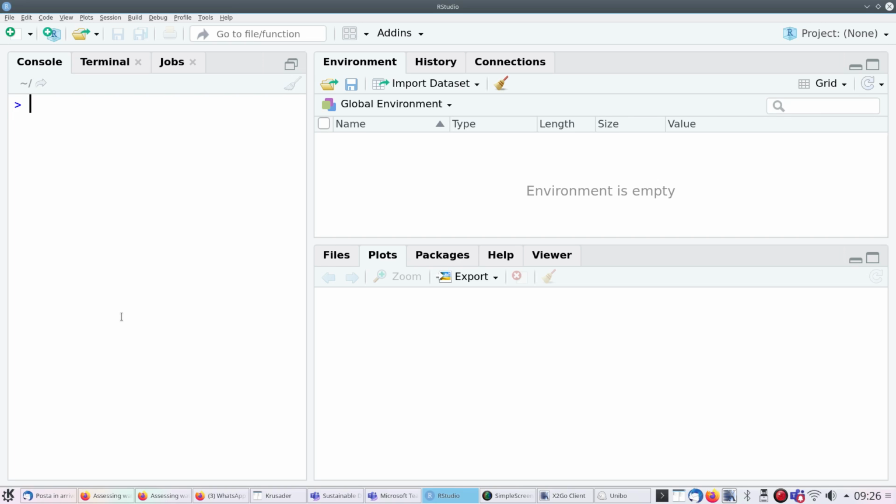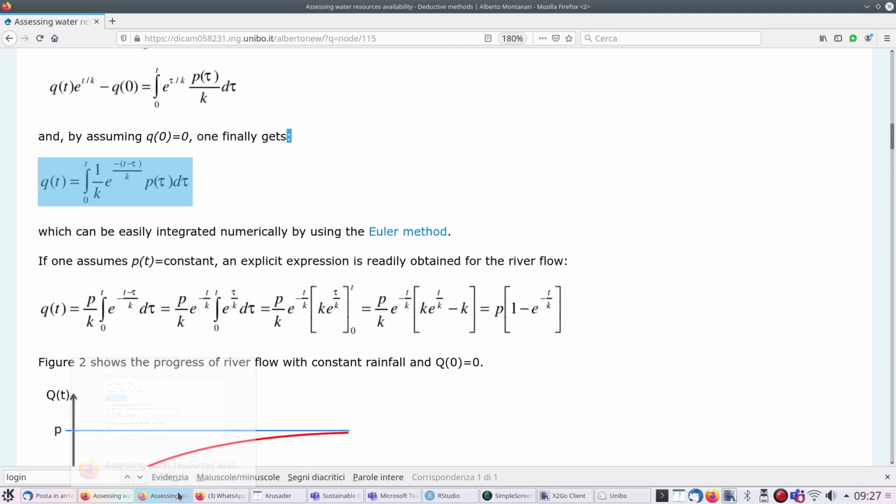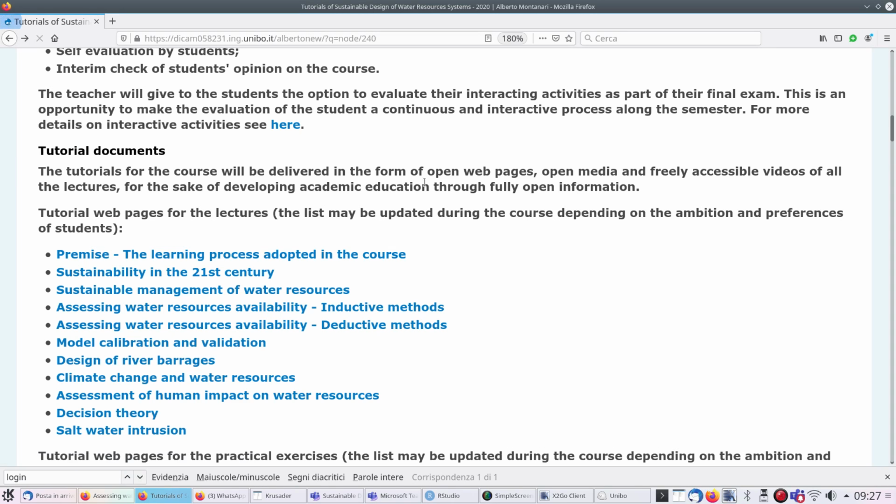Okay. Now, what we need to do is to refer to a practical case, and we need some data because if we want to perform a numerical integration, we need to refer to an application, of course. We need to refer to some numbers which we will have to numerically integrate. So let's see these numbers and let's get the practical case by going back to our course page. Okay, this is the course page.